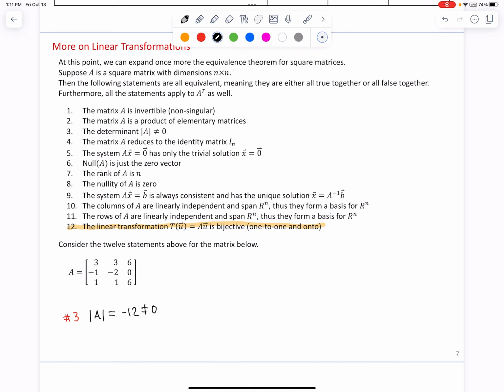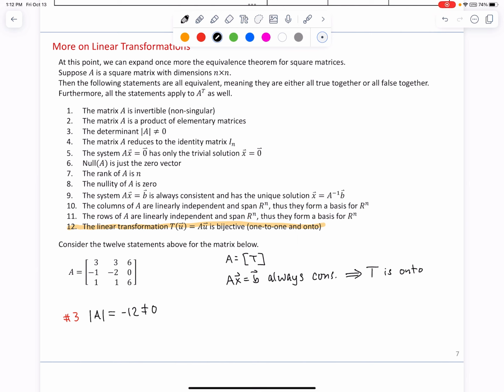If I take statement 9, now statement 9 is a joint statement. It says AX equals B is always consistent. First of all, let's assume that A is the standard matrix of some transformation we'll call T. Because A has a non-zero determinant, we know that AX equals B is always consistent. That just means that no matter what choice of B we make, we will have a solution. That means every vector B in the space Rn is in the range. That tells me that this transformation T is onto, or surjective.